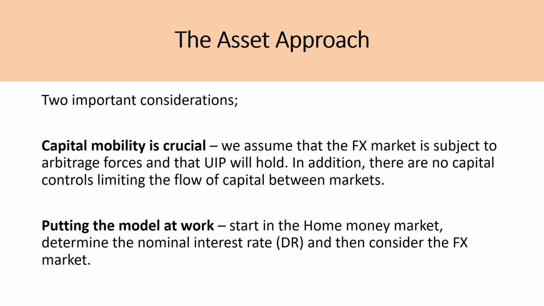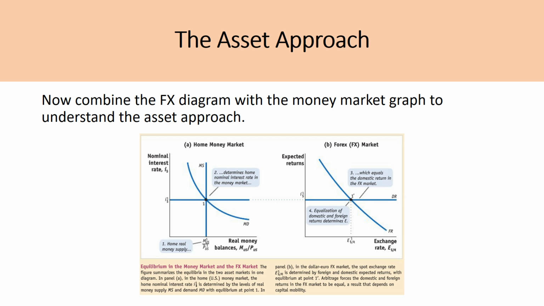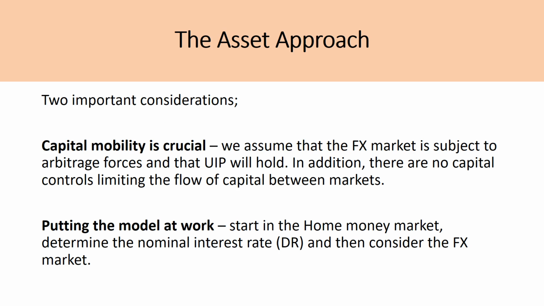Now, there are two important considerations when looking at the asset approach in this full diagram. One, capital mobility is crucial. We assume that the FX market is subject to arbitrage forces and that UIP will hold. In addition, there are no capital controls limiting the flow of capital between markets. So we're assuming that if there's a 0.2 or a 0.3, the equalization process will probably take a day or two, because capital will move freely, and there are thousands and thousands of traders. It's a global financial market. We'll realize this and we'll take advantage of this arbitrage opportunity.